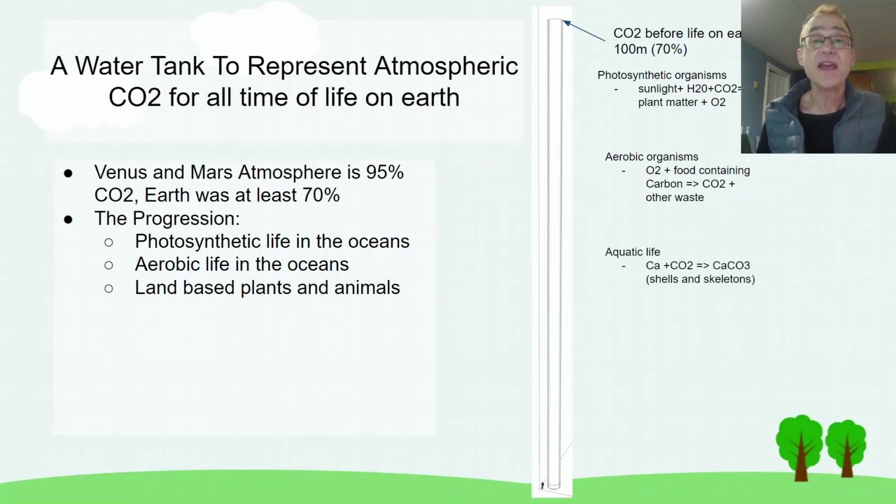Carbon dioxide and dissolved calcium was converted to calcium carbonate by both plants and animals. Limestone is made from this calcium carbonate. This continued to use up the carbon dioxide that was originally there from the start of the Earth. When plants first evolved to come on land, the plants and shellfish had used up most of the carbon dioxide. Only 1 meter was left in the tank. 0.7% of the atmosphere was now carbon dioxide.